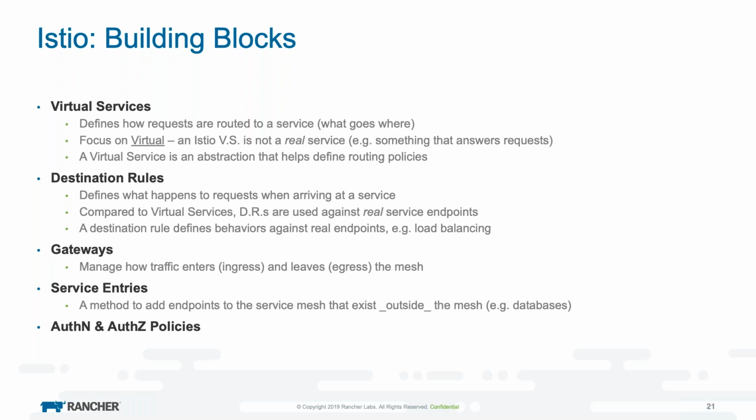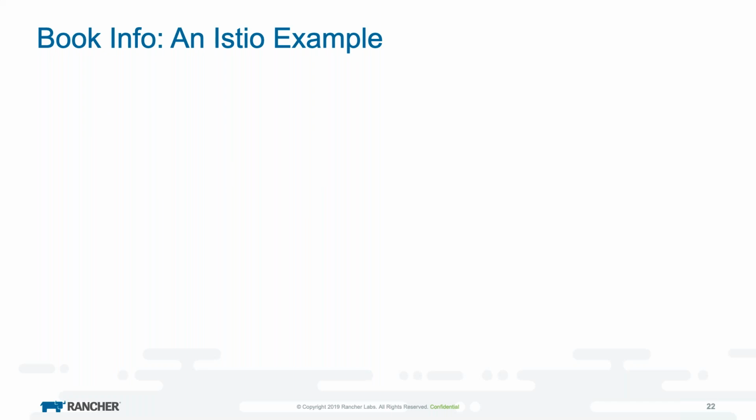Finally, auth and auth policies. So these are who do what and where in a service mesh. So auth and auth in Istio is what allows us to define who can do what things in the Istio service mesh. We're going to take a look at BookInfo as an Istio example here.